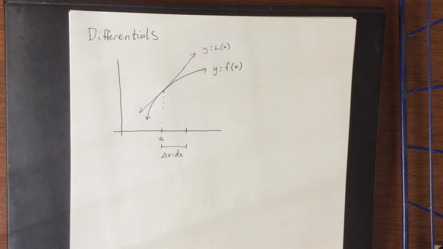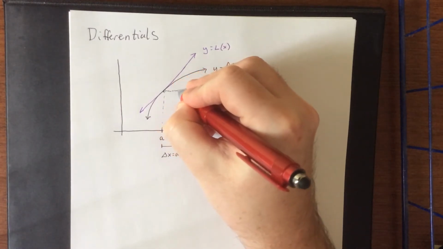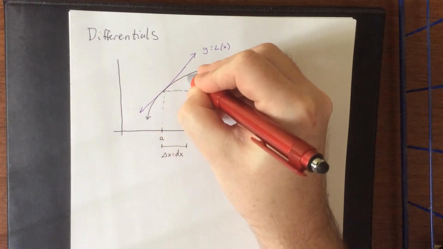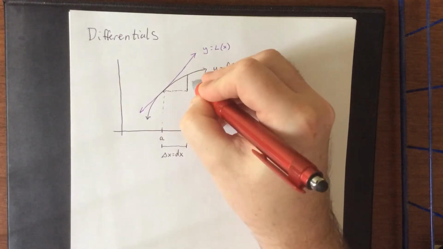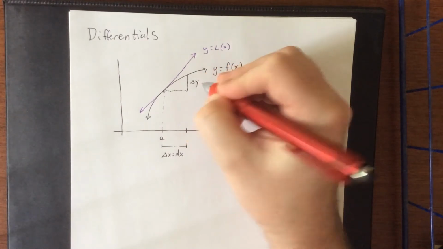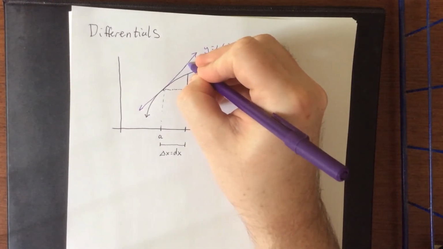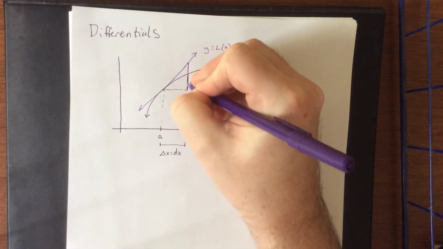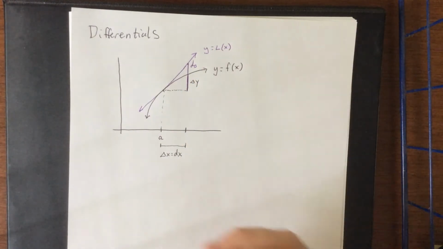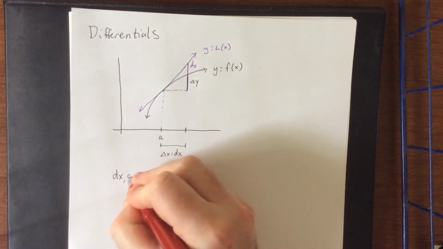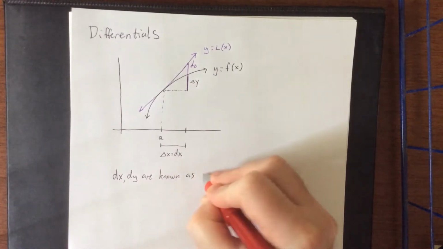The reason that we have two different notations for this is we're also going to have two different notations for the change in y that gets created. Reason being, there is a change in y on the actual function, and that change in y we're going to refer to as delta y. We also have a change in y associated with the tangent line. That one we're going to know as dy. Now with that in mind, dx and dy are known as differentials.